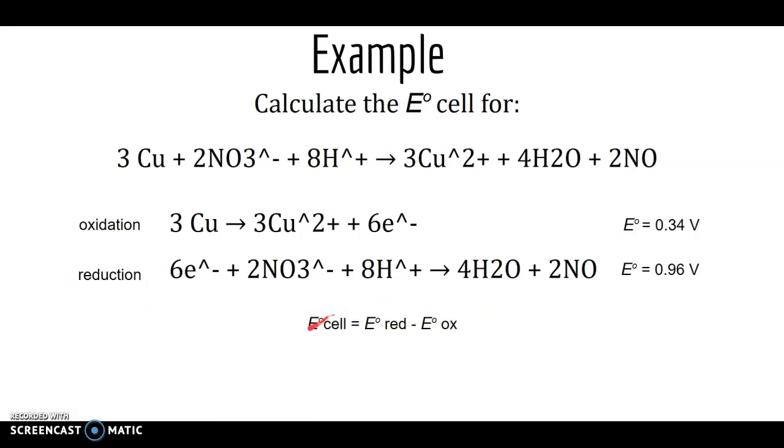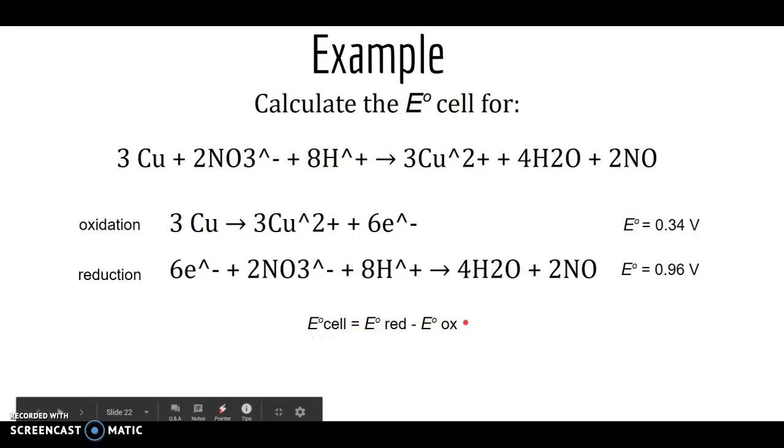Or a different way you can look at it is you make the E0 of the oxidation reaction negative and then you just add them together. It's really the same thing. So, as you can see, 0.96 volts minus 0.34 volts gives us an E0 cell value of 0.62 volts.